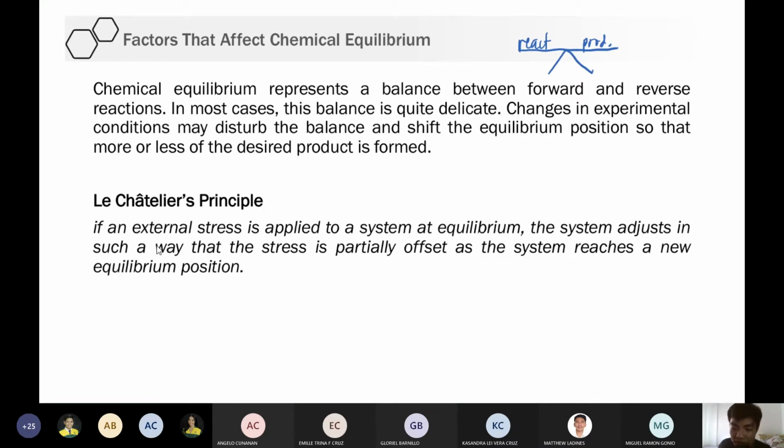Okay. Question, paano niya i-re-establish yung balance? It will shift the equilibrium. Okay? It will shift the equilibrium position. So that means pwedeng to the right or to the left yung puntahan ng system in order to achieve the balance again. Okay? Ayan, babalik na naman yung Qc and Kc, no?